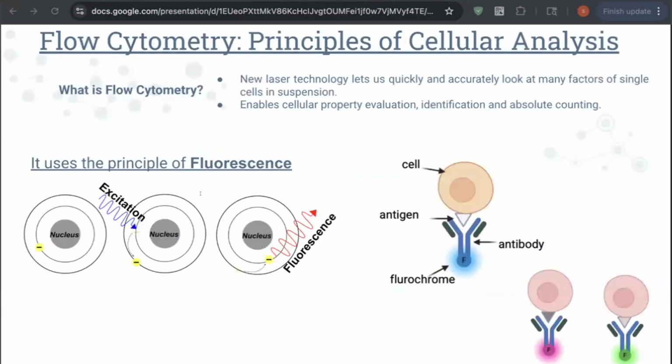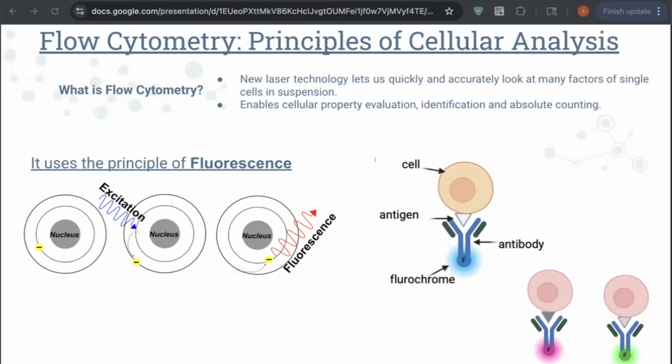Flow cytometry is a technology that allows us to quickly and accurately analyze many properties of single cells while they are in suspension. It uses laser technology to give us information about each individual cell as it flows through the instrument. The principle behind this method is fluorescence. When a laser excites a fluorescent molecule, or fluorochrome, the electron absorbs that energy and then releases it back as light as it returns to its resting state.